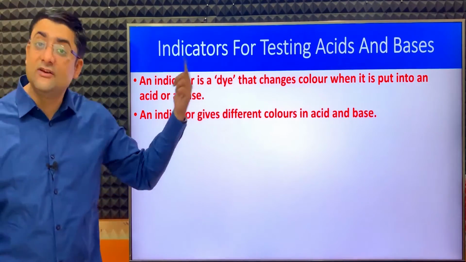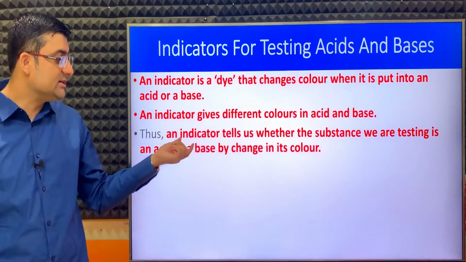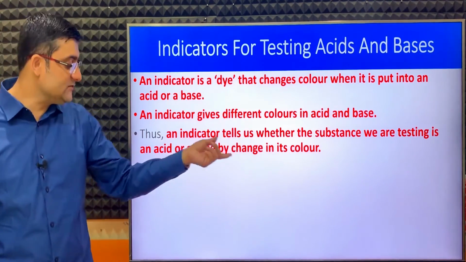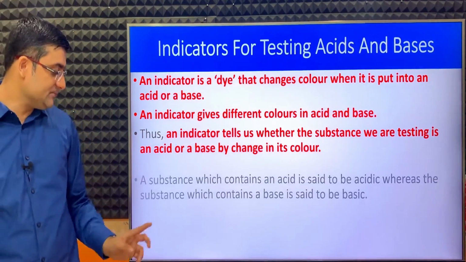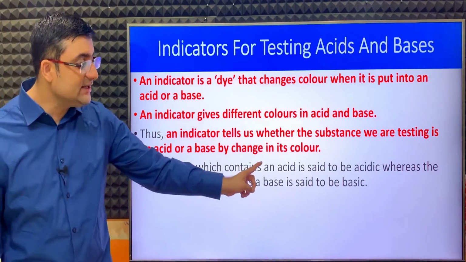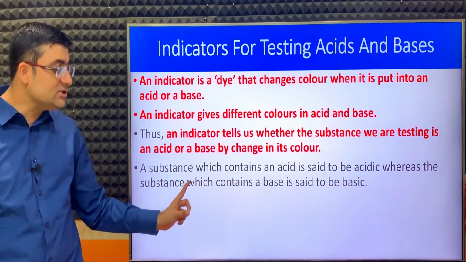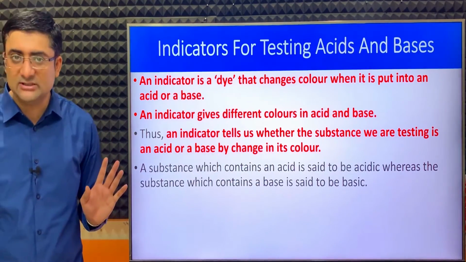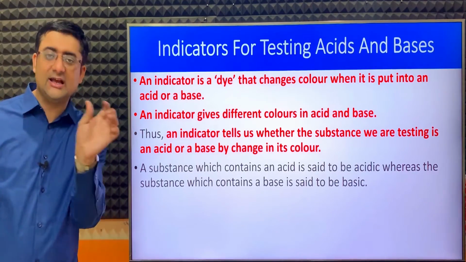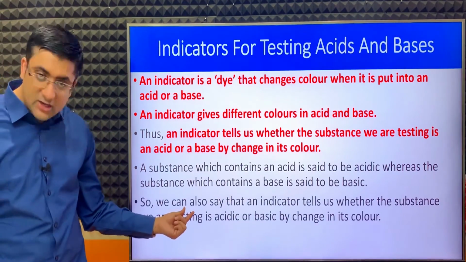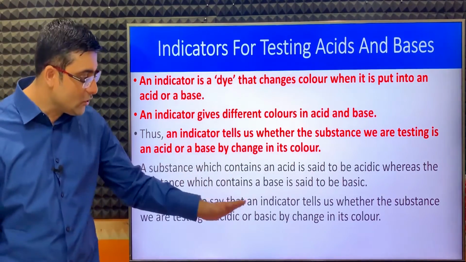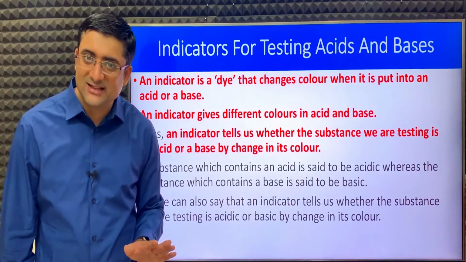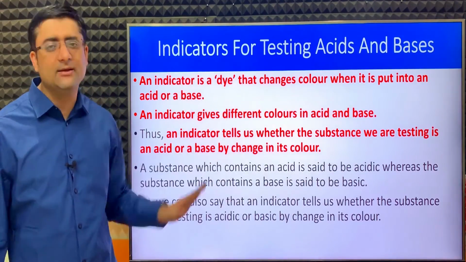An indicator gives different colors in acid and base. Thus, an indicator tells us whether the substance we are testing is an acid or base by change of its color. That is how an indicator works. A substance which contains an acid is said to be acidic, whereas a substance which contains a base is said to be basic. So the term acidic or basic means containing acid or base. Is this clear? So we can also say that an indicator tells us whether the substance we are testing is acidic or basic by changing its color. Is this clear? Don't worry, we'll learn in detail about indicators.